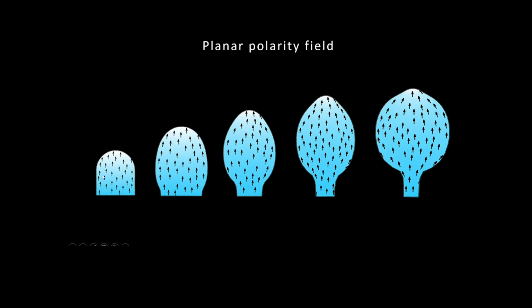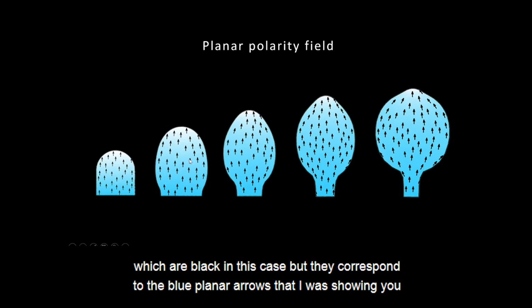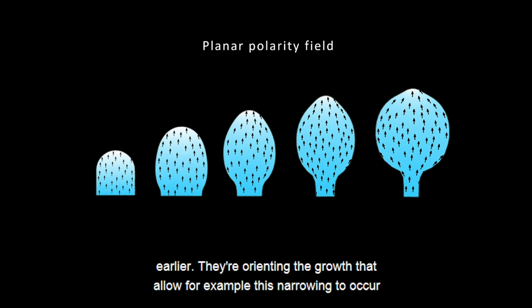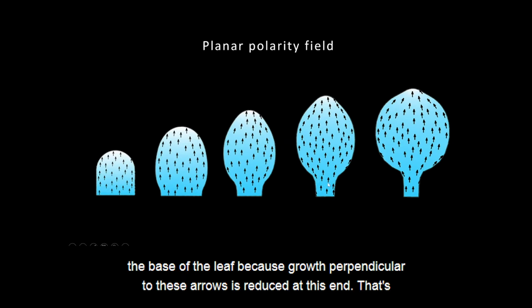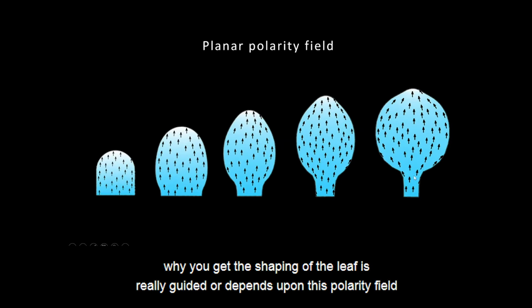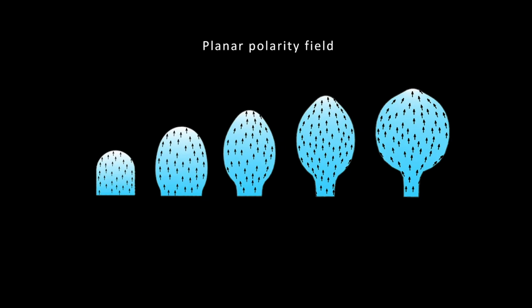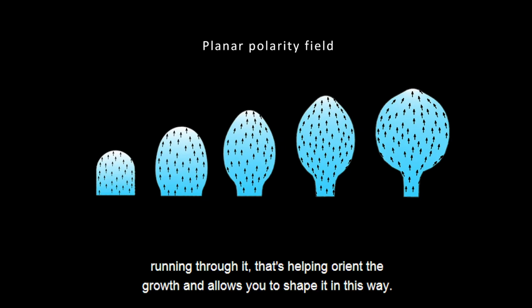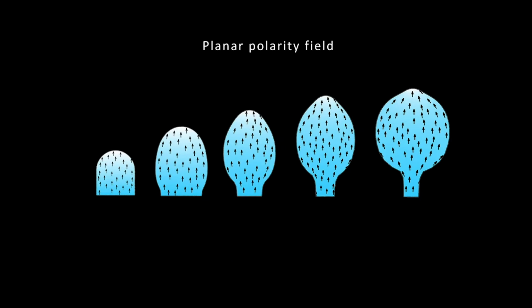It's these arrows, which are black in this case, but they correspond to the blue planar arrows that I was showing you earlier, that are orienting the growth, that allow, for example, this narrowing to occur at the base of the leaf, because growth perpendicular to these arrows is reduced at this end. And that's why you get a petiole. So this shaping of the leaf really depends upon this polarity field running through it that's helping orient the growth and allows you to shape it in this way.